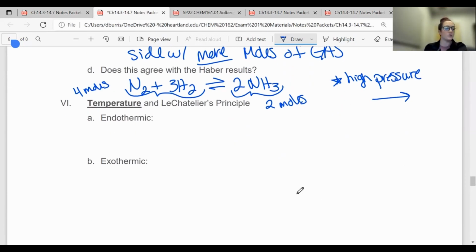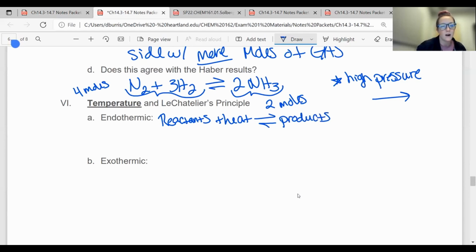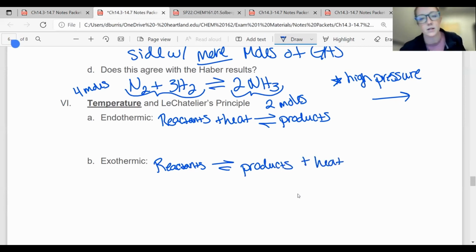Now, finally, temperature can also shift a reaction. Now we know temperature does change the K value, and that's why it will shift. The K value is going to change with temperature, and it moves either to the left or to the right based on if it's endothermic or exothermic. So, right, an endothermic reaction is reactants plus heat, heat would be on the left side. You have to put heat in, and it makes the products. Whereas exothermic would be reactants make products, and it gives off heat. Okay, so the heat is either a reactant or it's a product.